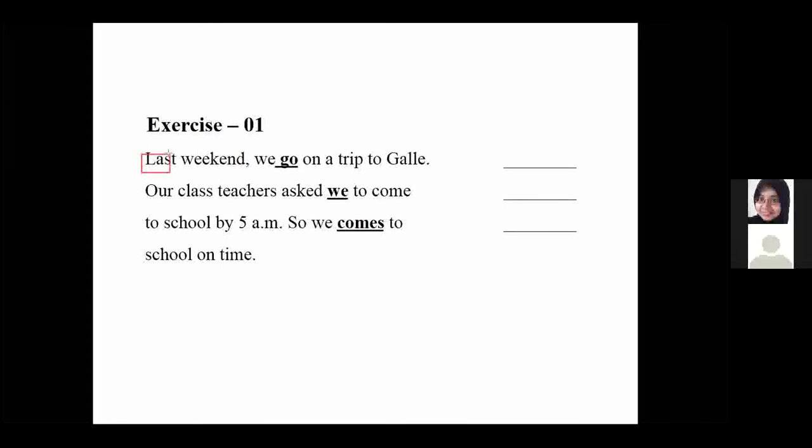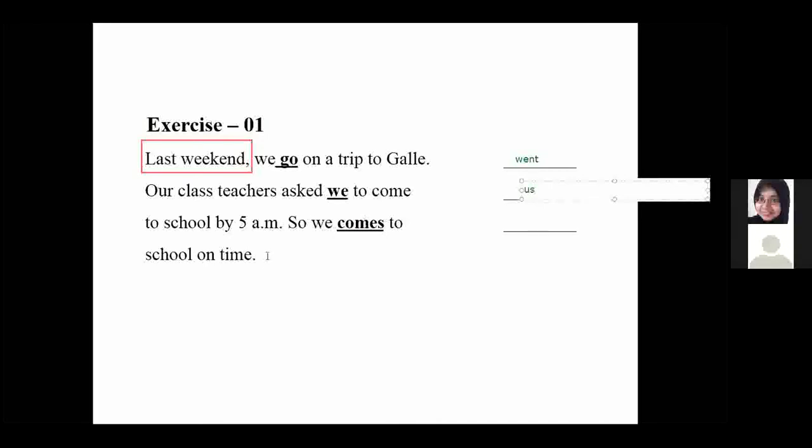Yes, last weekend is the clue word. So it tells you that the action is completed. So what is the verb you have to go with? Right, that is it. Went is the correct answer. Right? Our class teacher asked we. You know, we is a subject pronoun. It always comes at the beginning of a sentence. Right? So what should come after the verb? Yes, it should be the object pronoun us, right?